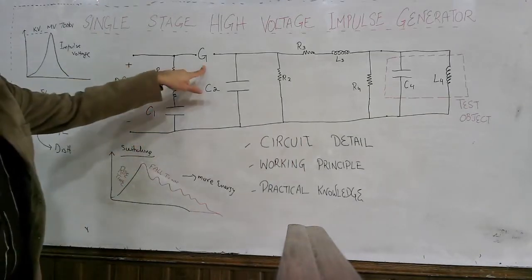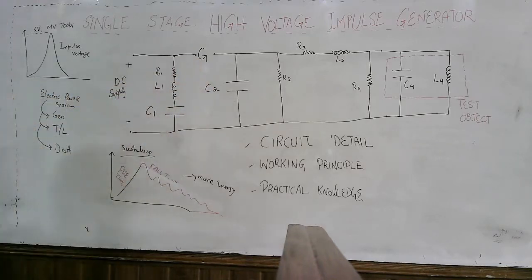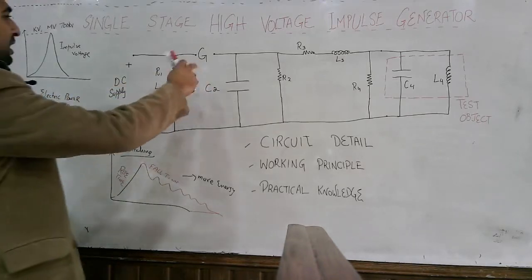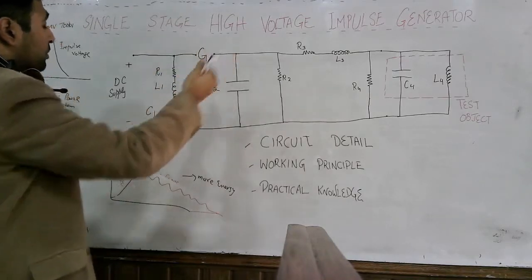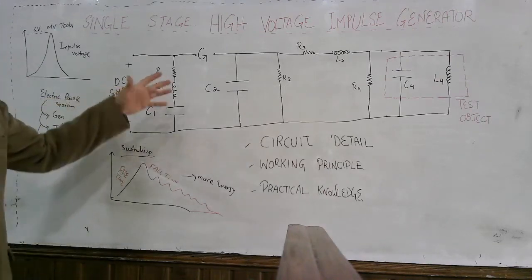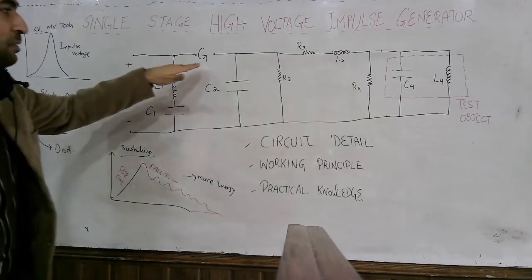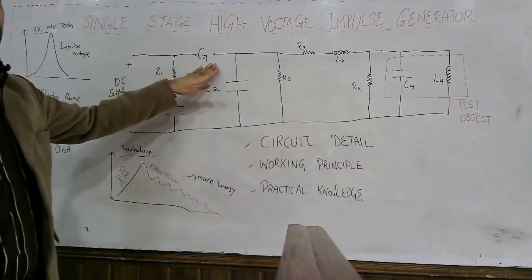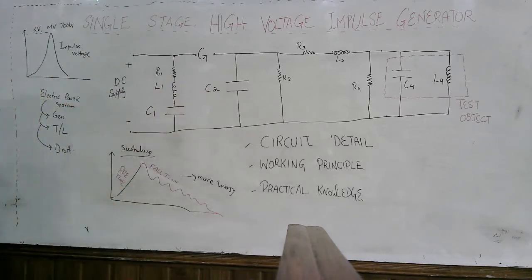One thing here is the G, which represents the spark gap. This spark gap is meant to break over. When there is sufficient charge in this capacitor, the spark gap will be able to break down. Let us see the components one by one.